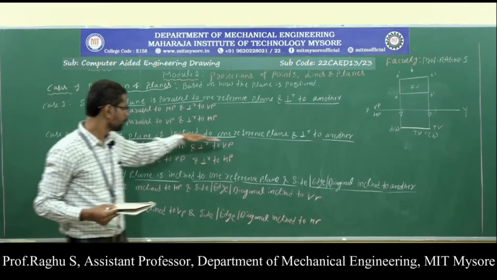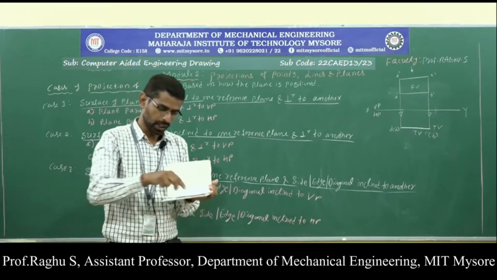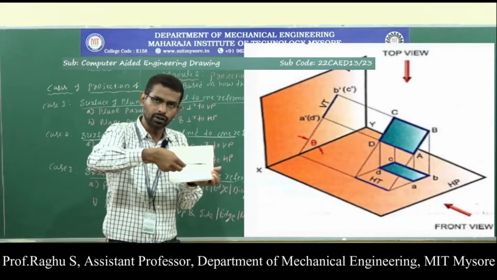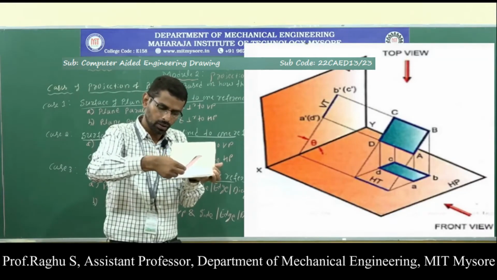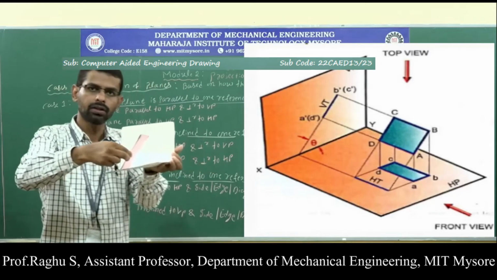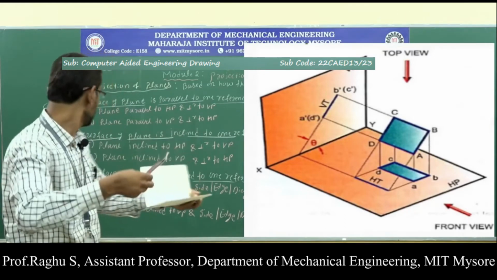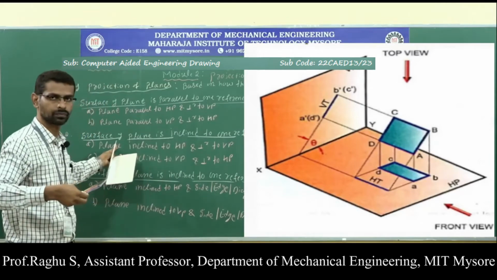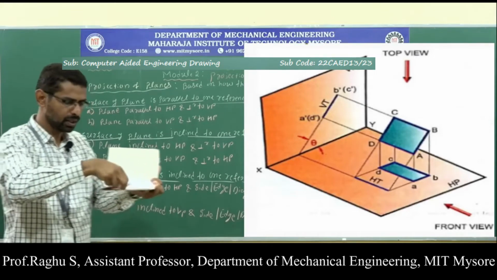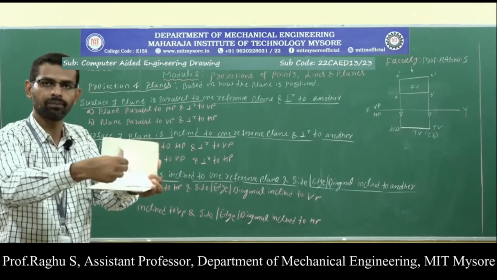Surface of plane inclined to one reference plane and perpendicular to another. Here the surface is a plane surface. Now the plane is parallel to HP. Suppose you place the lamina like this: the lamina is inclined to HP and perpendicular to VP. So this is the first case. In case 2, the plane is inclined to VP and perpendicular to HP, so the position is like this.